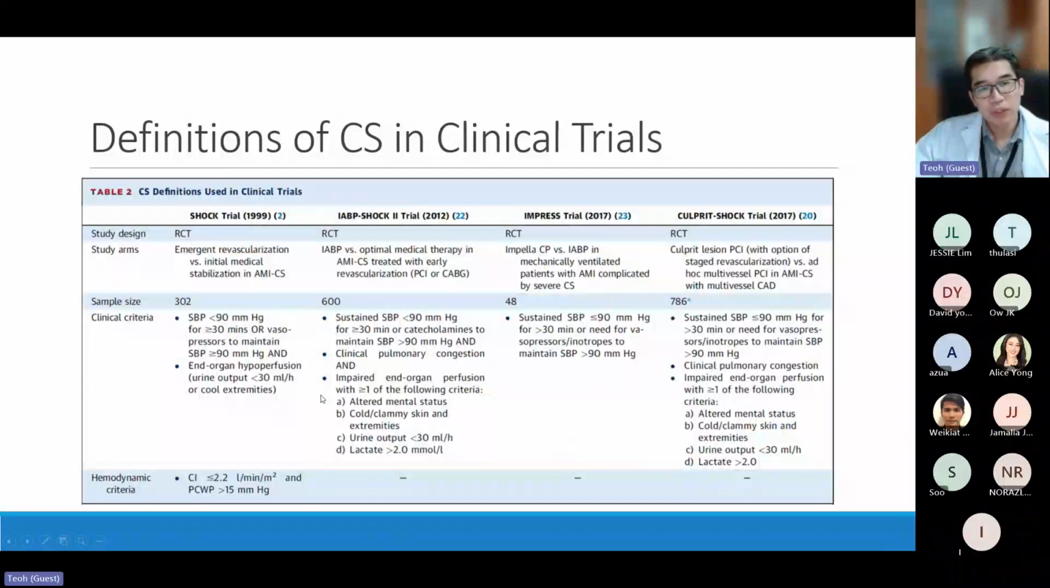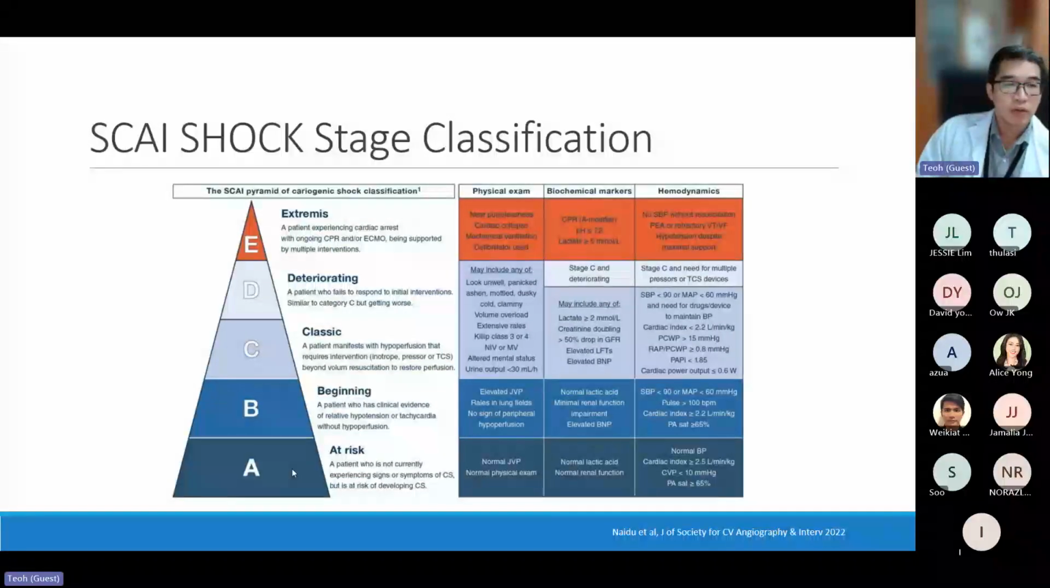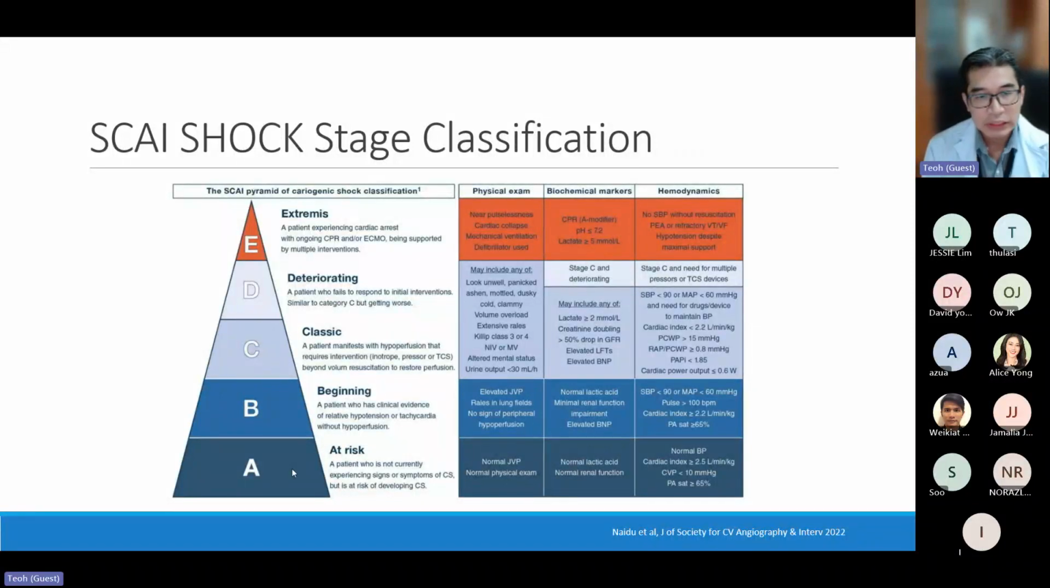Basically, you need to fulfill 3 criteria to say the patient has cardiogenic shock. The first criterion will be hypotension. Second is end organ hypoperfusion. And the third, you need to depend on the hemodynamic parameters, defined as a cardiac index of less than 2.2 and a wedge pressure of more than 15. And how do we classify? We classify shock according to the severity.